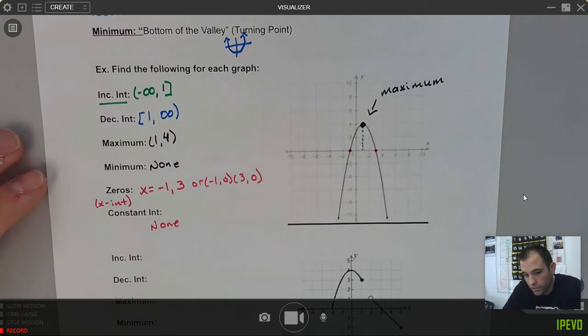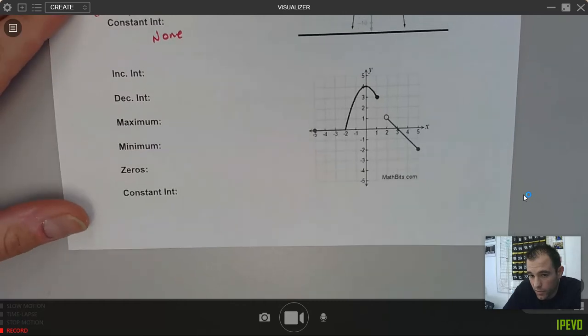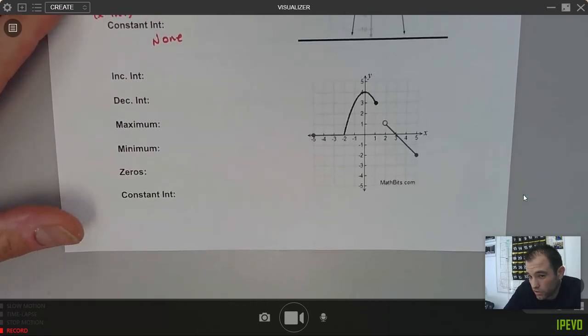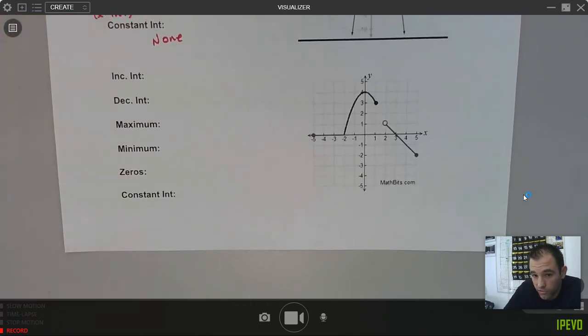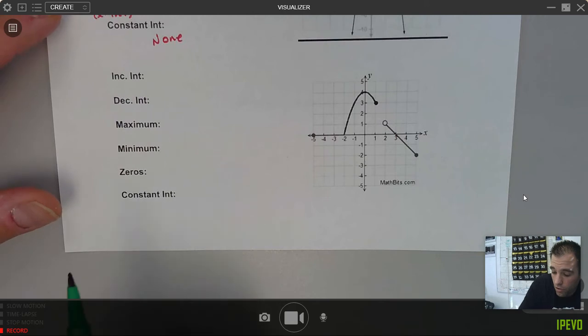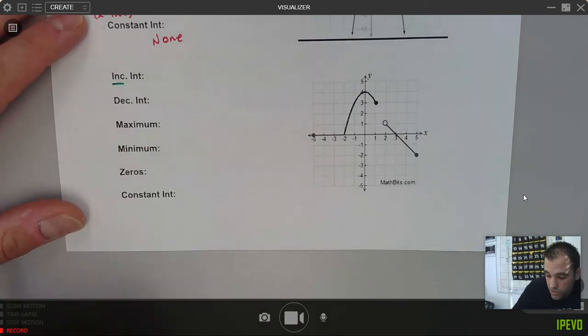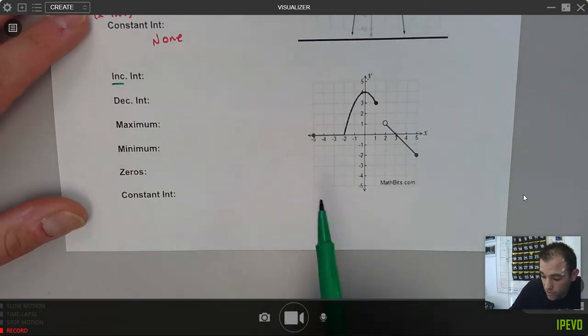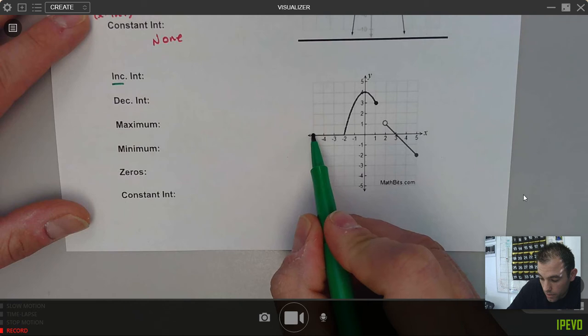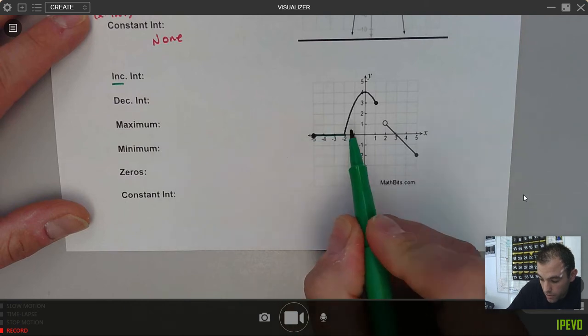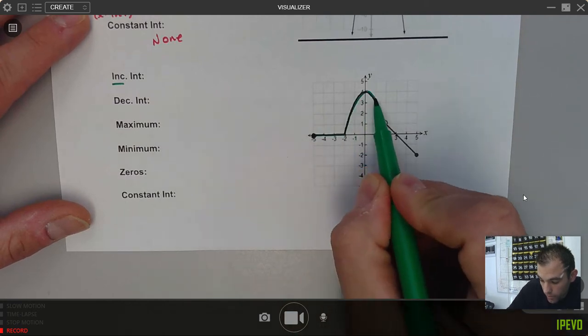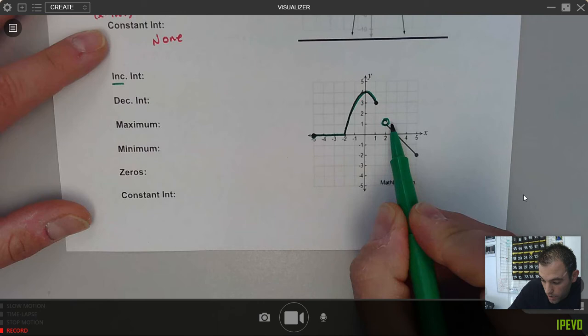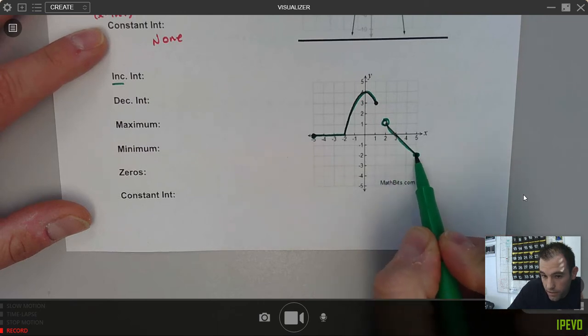Okay, let's try one more that's a little bit harder. This one is a piecewise function. It just looks a little bit different, but we're still going to find all the same stuff. The first one says increasing. So look at the graph. It starts here, then it goes straight across, then it goes up and over, and then there's an open circle, and it goes down there. It's right there in green.